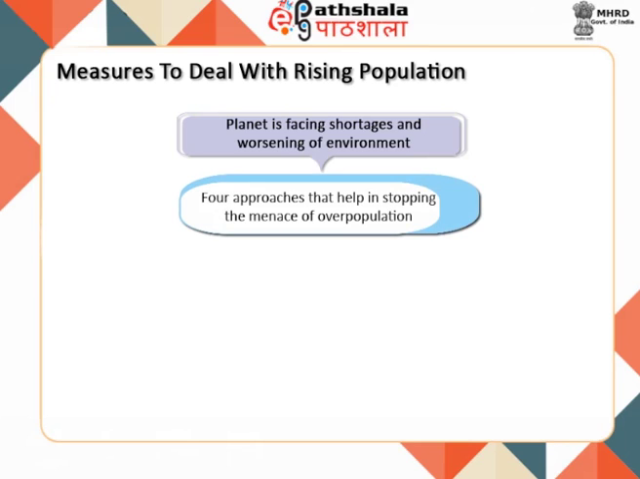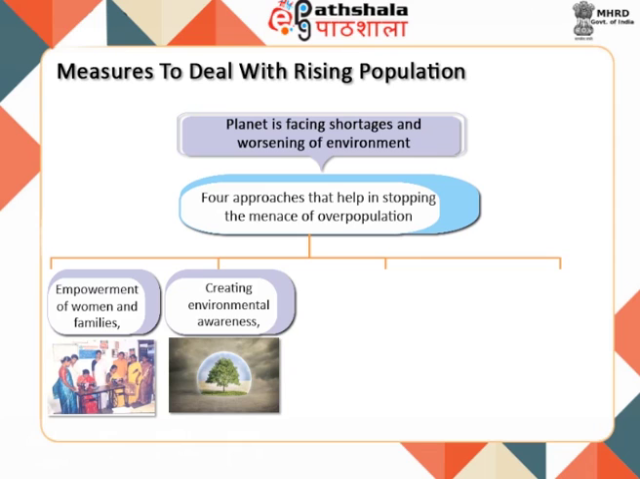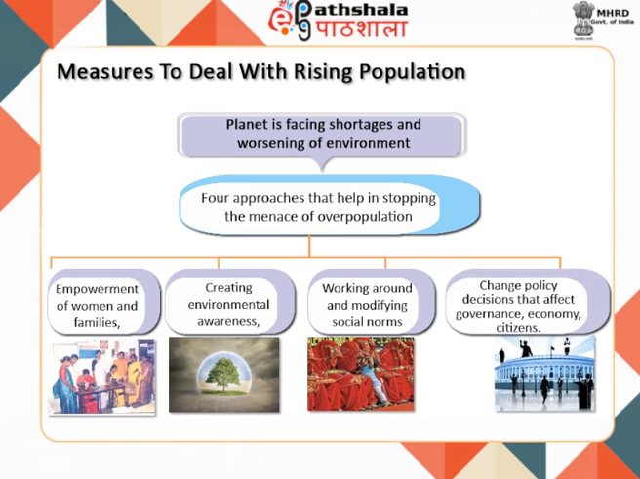The four approaches that can help in stopping, if not stop, the menace of overpopulation include empowerment of women and families, creating environmental awareness, working around and modifying social norms, and last but not the least, bringing all the stakeholders together to change policy decisions that affect governance, economy, as well as citizens.